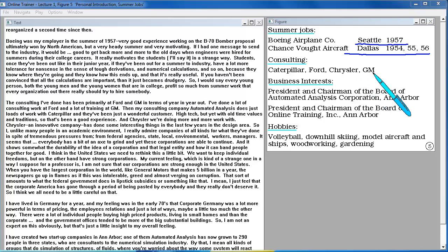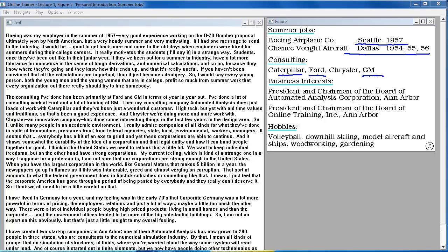The consulting I've done has been primarily at Ford and GM in terms of year in, year out. I've done a lot of consulting work at Ford and a lot of training at GM. Then my consulting company, Automated Analysis, does just loads of work with Caterpillar, and they've been just a wonderful customer. High-tech, but yet with old-time values and traditions. So that's been a good experience. And Chrysler, we're doing more and more work with. Chrysler, an innovative company, has done some interesting things in the last few years in the design area.